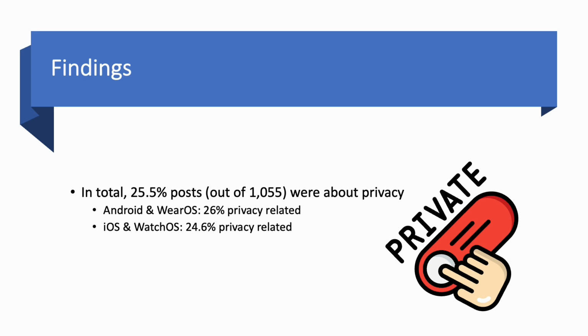Overall, we find that about 25% of the initial dataset was about privacy. So about a quarter of posts that were related to health were also about privacy. In terms of different operating systems, for posts about Apple and Google supported operating systems, a quarter of health posts were about privacy.